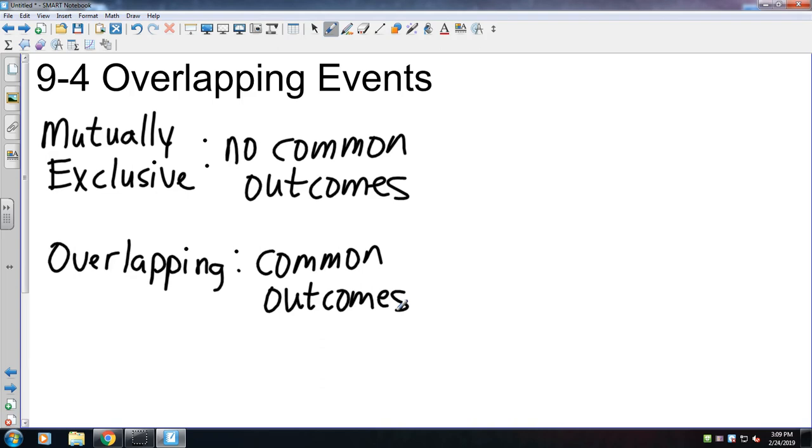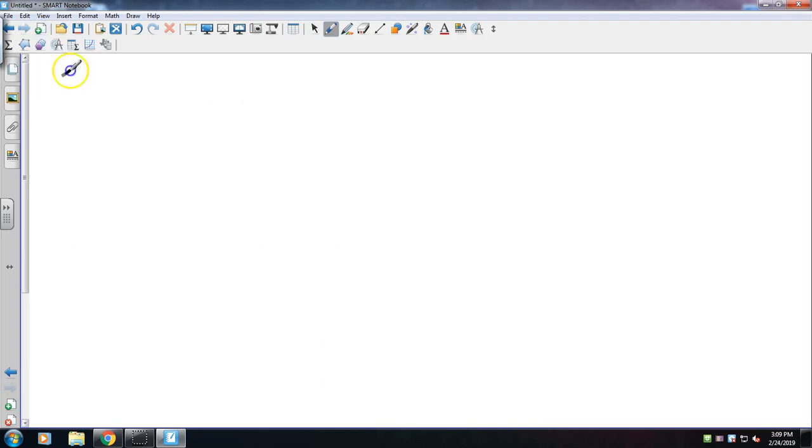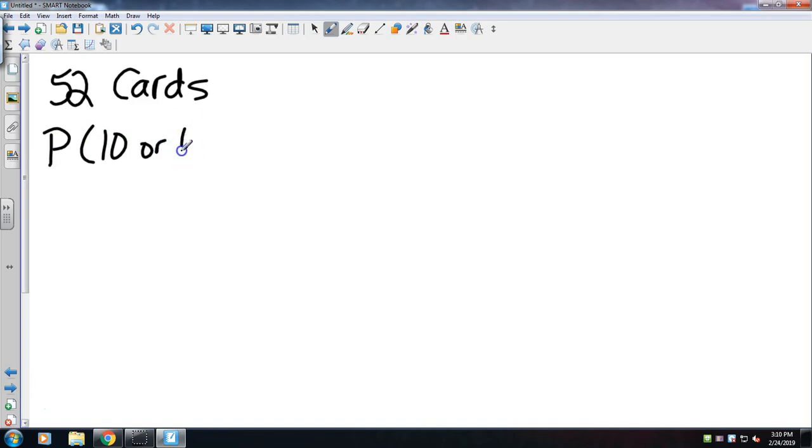So let's take a look at a deck of cards. So we've got 52 cards, and we're actually going to look at an example that's in the book. It's on page 434, example number 1. And so it's going to ask us to find what's the probability that the card is a 10 or a face card. So probability that it's a 10 or face card.